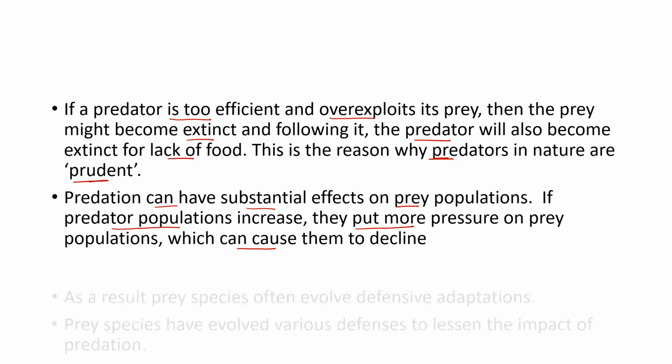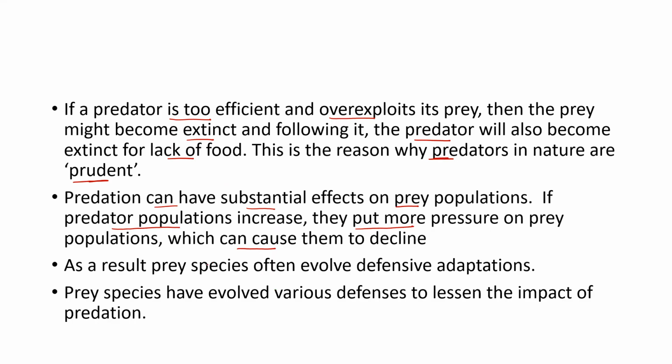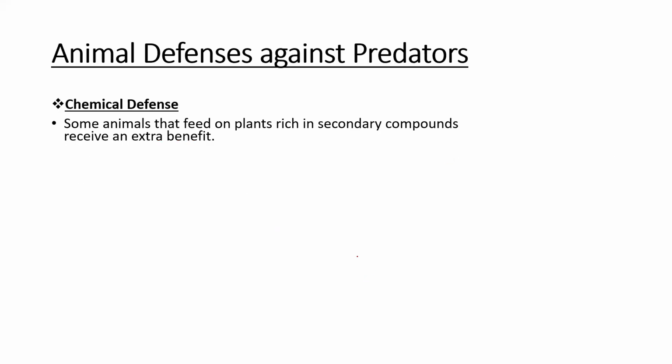Now, to save themselves from predation, prey has evolved several defense mechanisms so as to reduce the impact. Let us see the defenses which are used by animals against predators. One is chemical defense. What we are finding is that some animals are feeding on some secondary compounds. Primary metabolites are your carbohydrates, proteins, and some secondary metabolites are there.